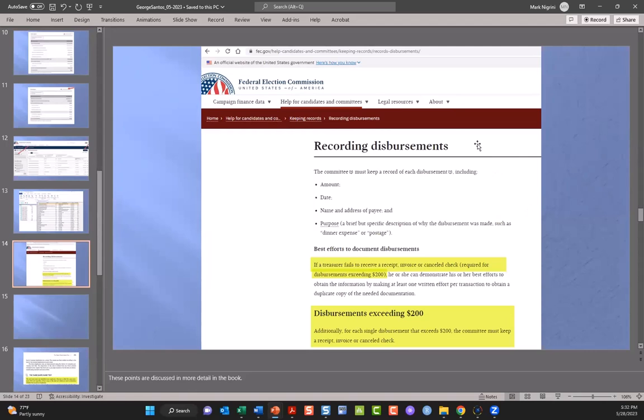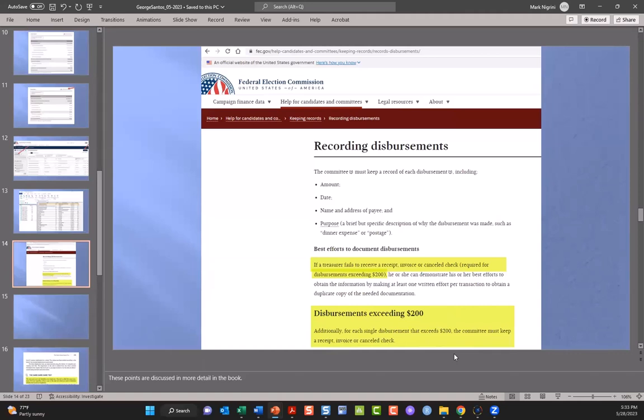And why do we care about $200? Because if we look at the rules, Federal Election Commission, recording disbursements, best efforts to document. If a treasurer fails to receive a receipt, an invoice, or a canceled check that are required for disbursements exceeding $200, he or she can demonstrate best efforts. For each single disbursement that exceeds $200, the committee must keep a receipt, an invoice, or a canceled check.